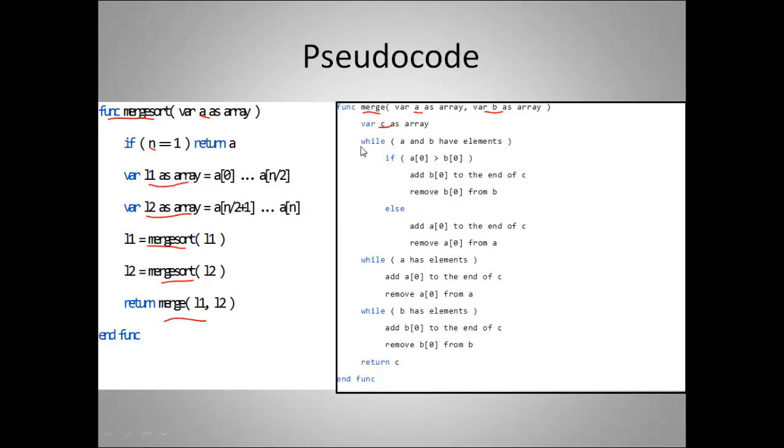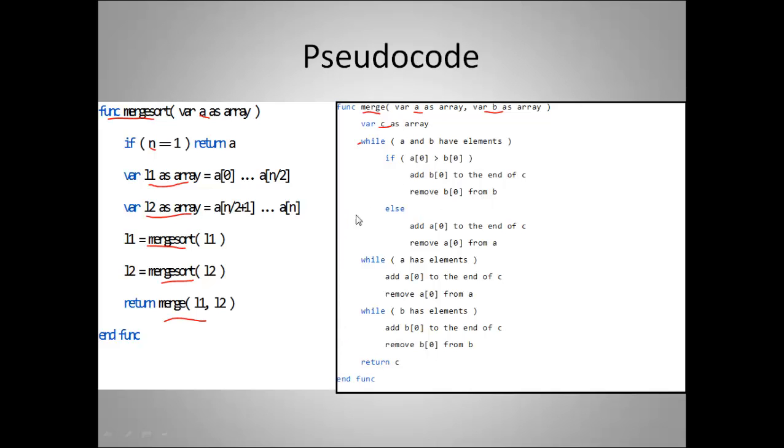Here we go. So while A and B have elements, if A0 is greater than B0, add B0 to the end of C, remove B0 from B. Otherwise, add A0 to the end of C and remove A0 from A. So if you remember from that video, we're pretty much comparing the first card of each group to the other card. And what we're going to do is push them into the next array if it's greater than or less than.